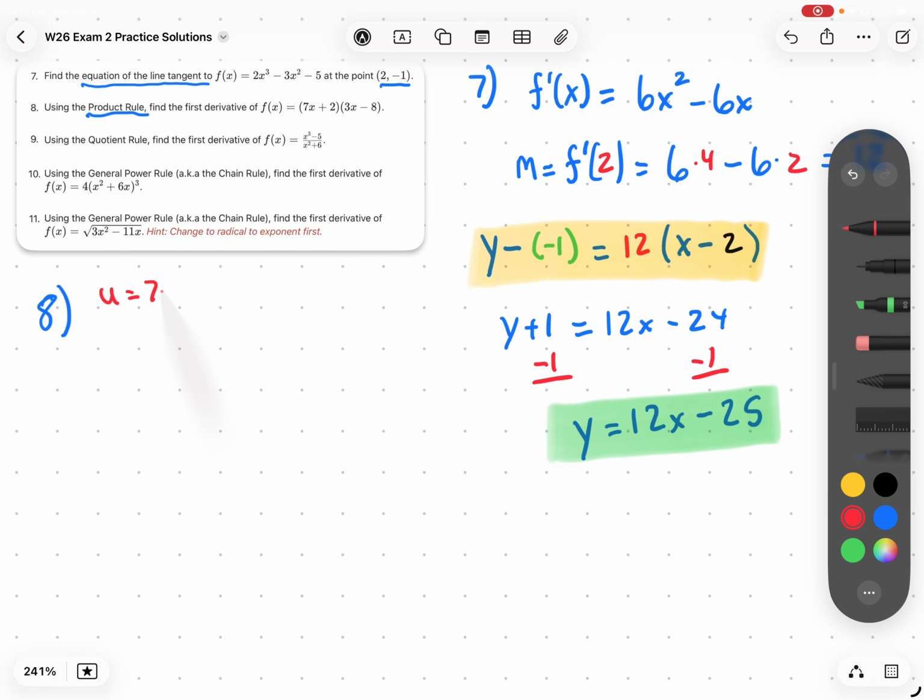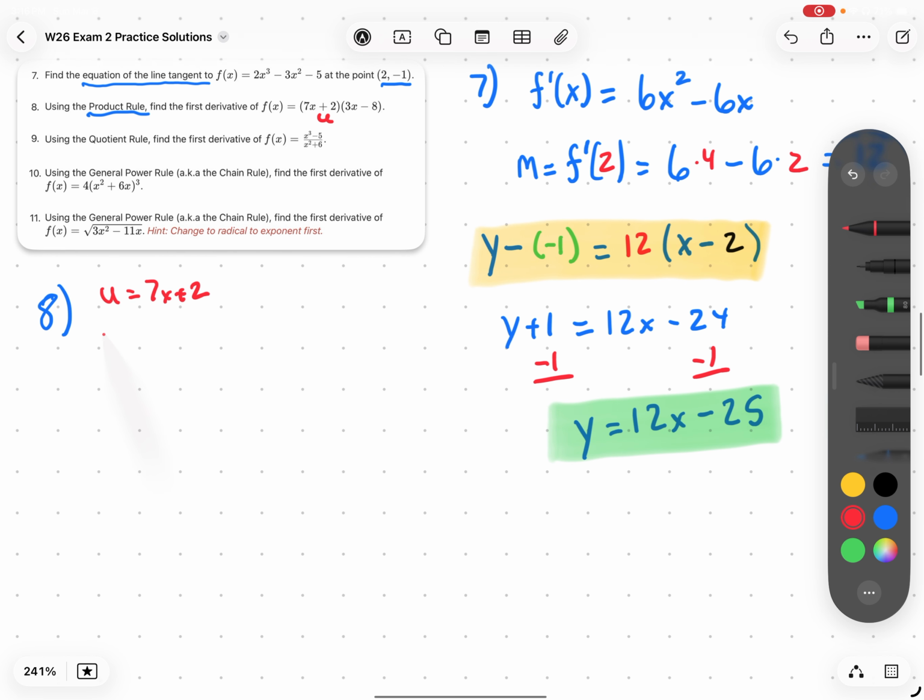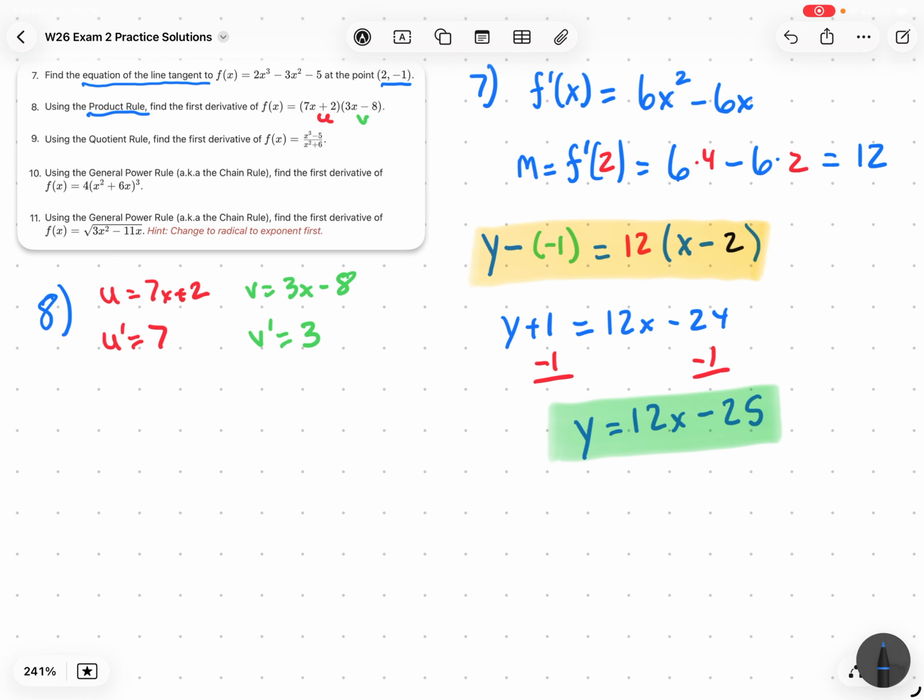So that would be the u as 7x plus 2. So this guy right here is the u. And then the derivative of u is 7. And for v, that would be the 3x minus 8. V is 3x minus 8. And the derivative there would be 3. Once you have those pieces, you can put that into your product rule formula.